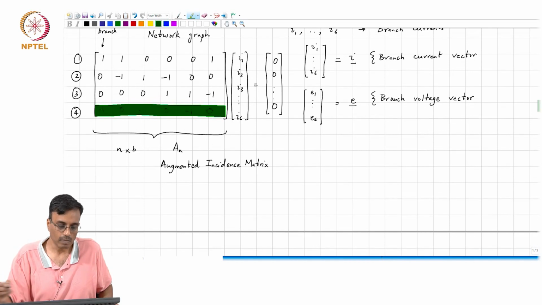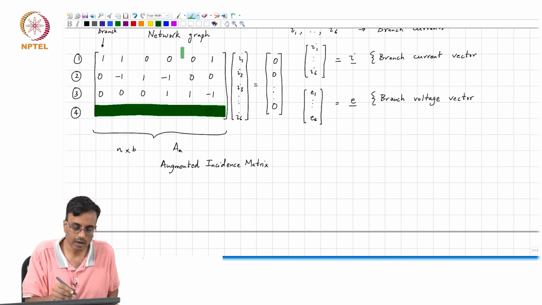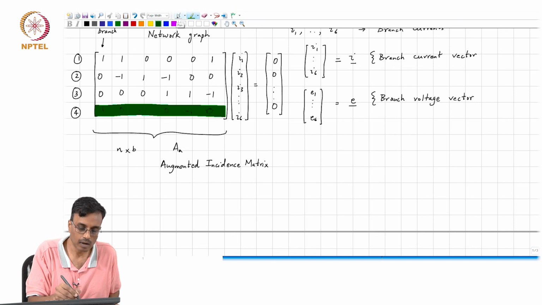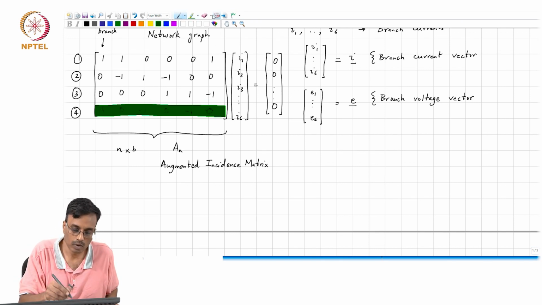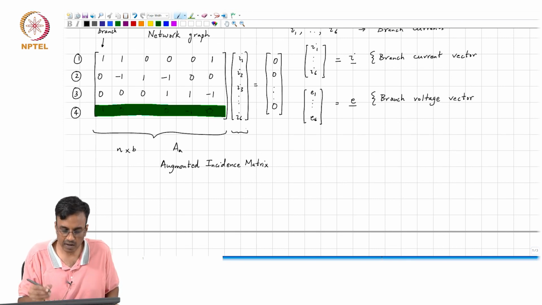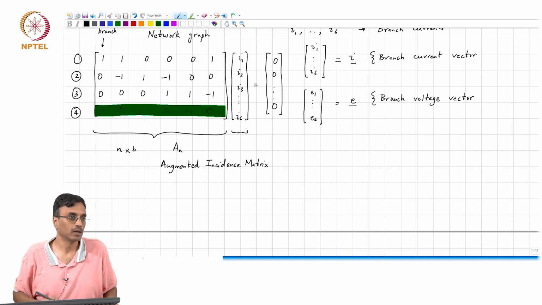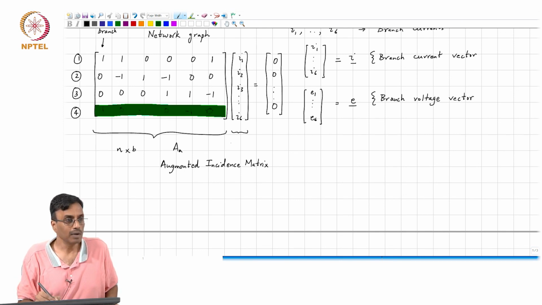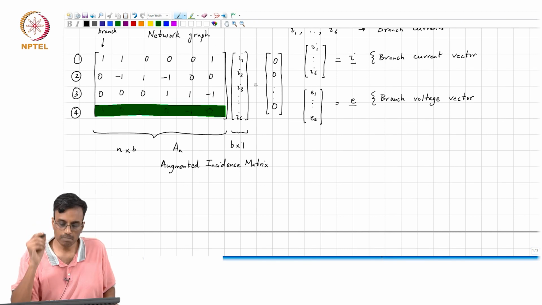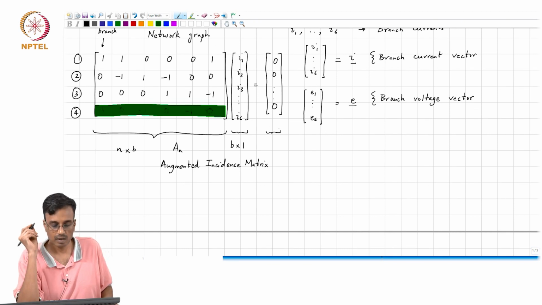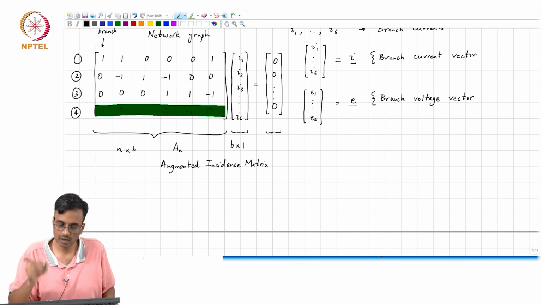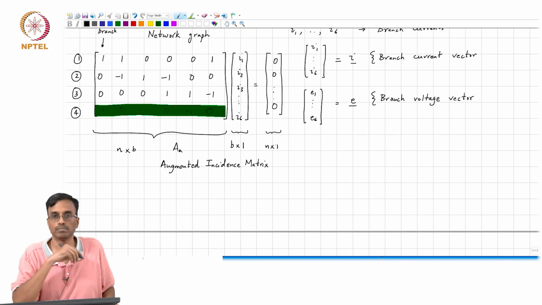So this matrix which remains, which I am going to copy and paste, and by the way, what is the size of this matrix? How many rows and how many columns? B rows and 1 column. And what are the dimensions of the 0 vector on the right? Very good, it's n rows across 1.